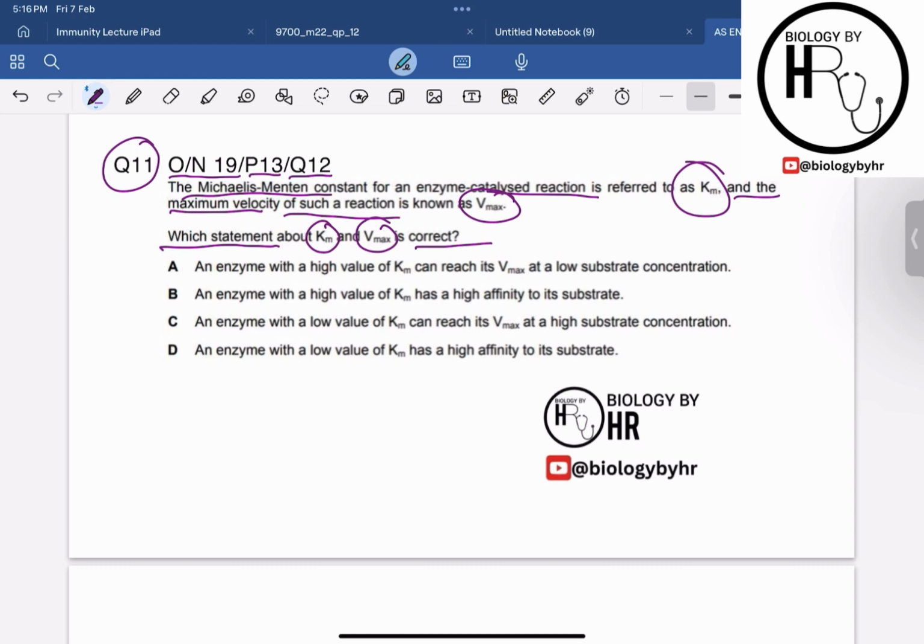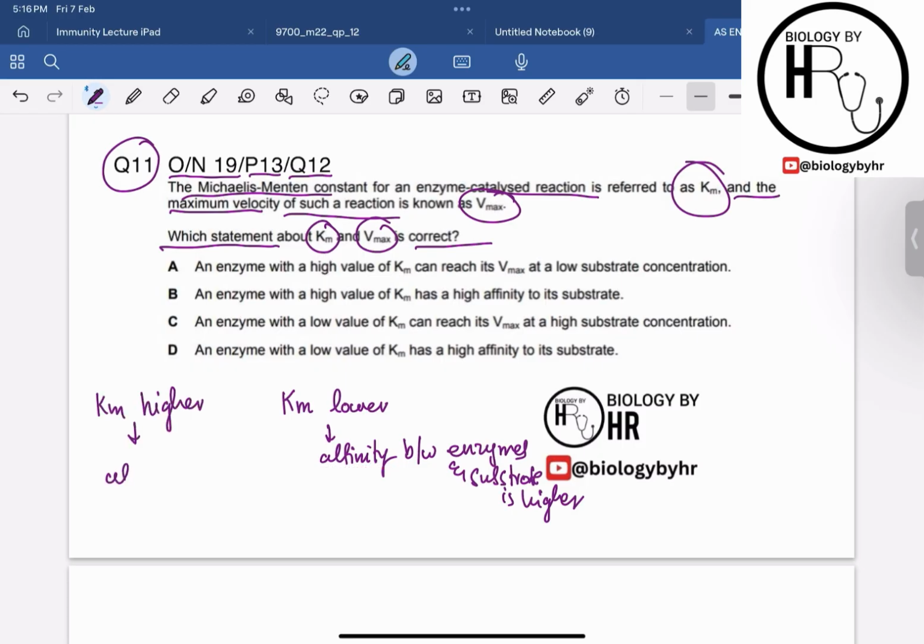Alright, so before we begin to solve this question, you must have prior knowledge about Km and its relation to the affinity between the enzymes and the substrate. If the value of Km is lower, it means that the affinity between the enzymes and the substrate is higher, right? And vice versa, if the Km is higher, the affinity between the enzymes and the substrate is less, right? So let's look at the options one by one and let's try to conclude the correct answer.